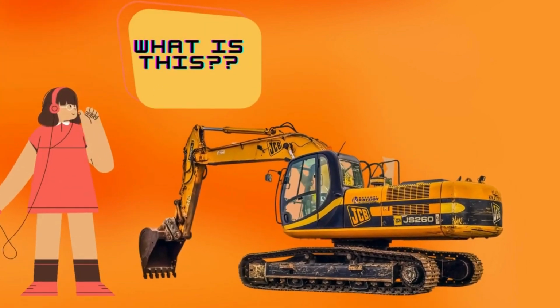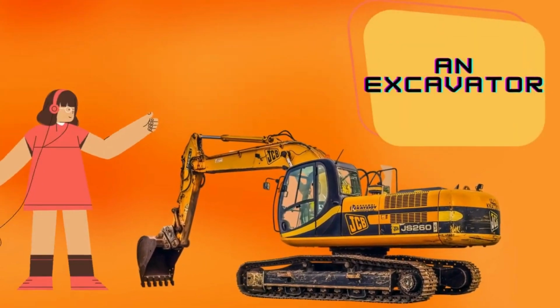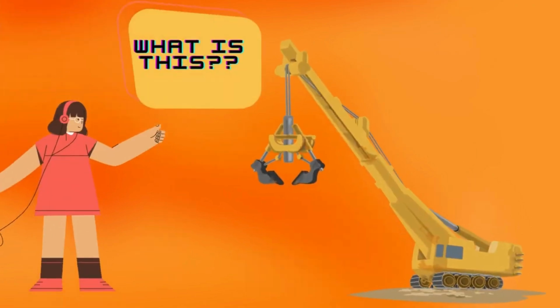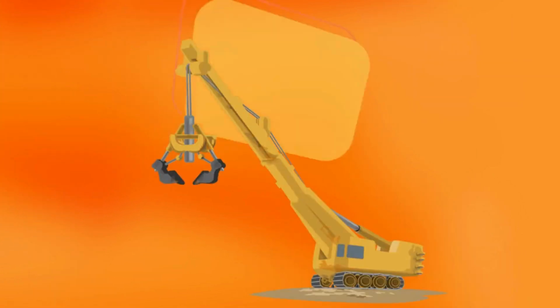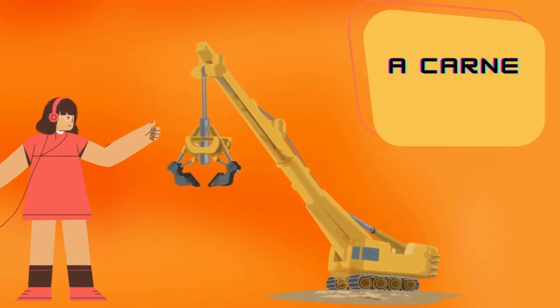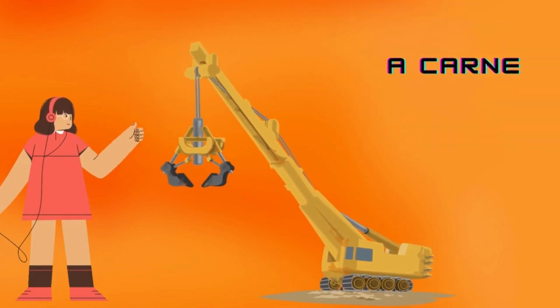What is this? An excavator. What is this? A crane. Cranes in construction are used to lift or lower objects and move them horizontally.